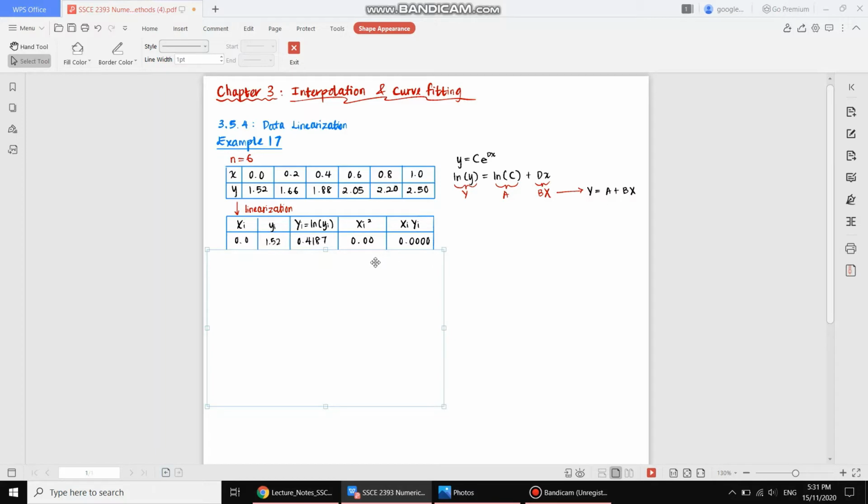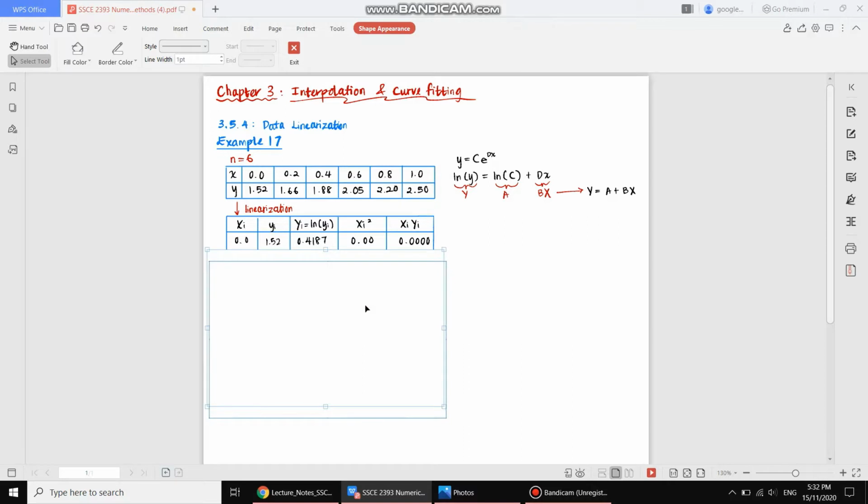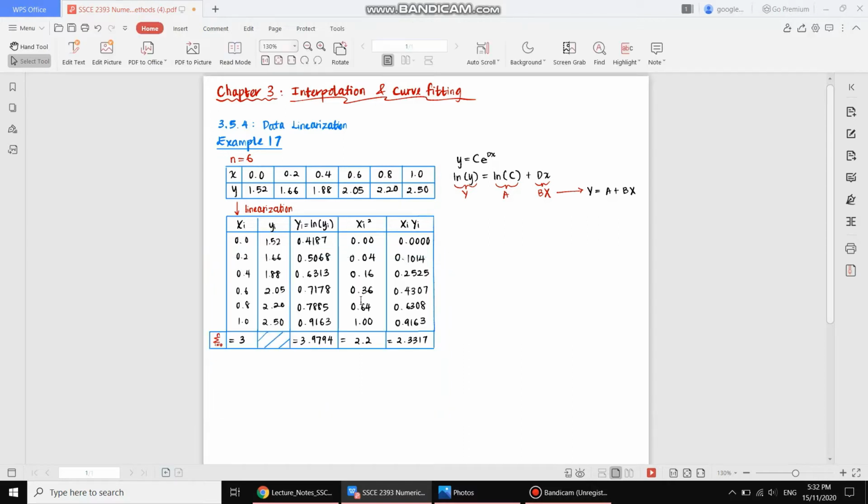So we keep doing this for the following numbers, which are 0.2, 0.4, 0.6, 0.8, and 1.0. I'll show you the full table of the solutions. After using the calculator to obtain these values, you should get the same values as mine.